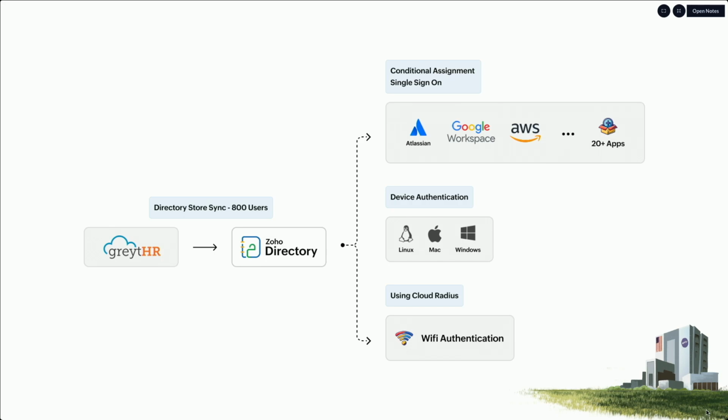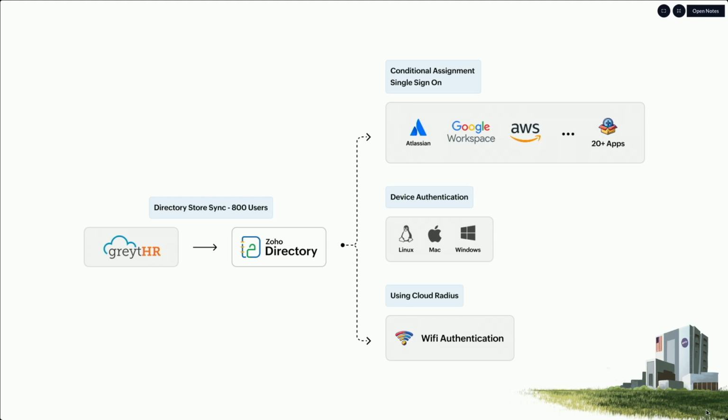So the customer was using an app called Grey HR, which is an HRMS application, where they wanted to sync the users from that application to Zoho Directory. So we had around 800 users, and these users had to be assigned to different applications or provided access to different applications using conditional assignment. And we also had enabled single sign-on for them on all these applications using Zoho Directory.